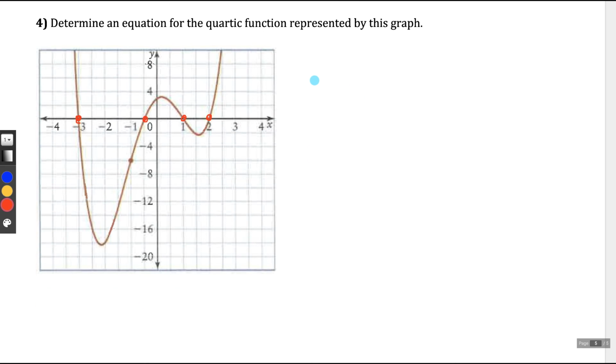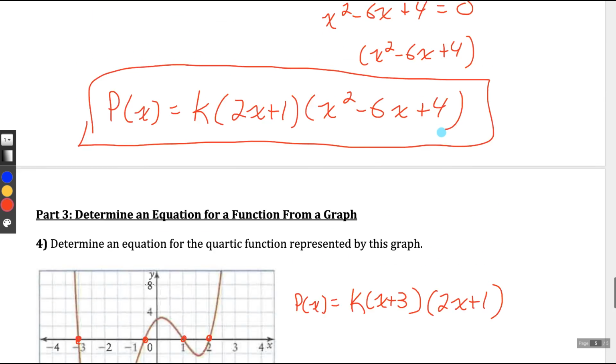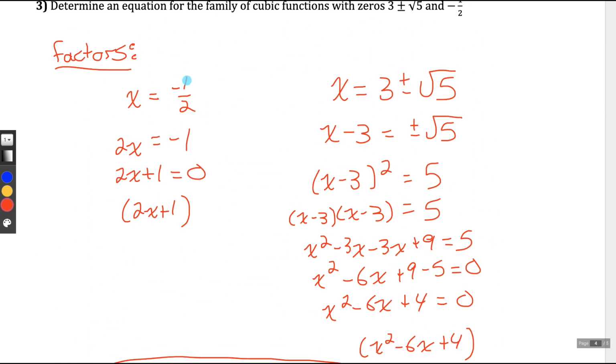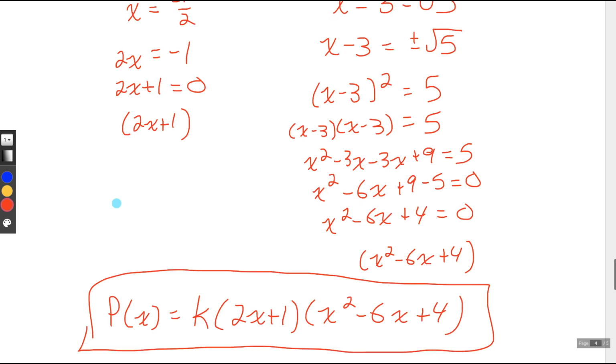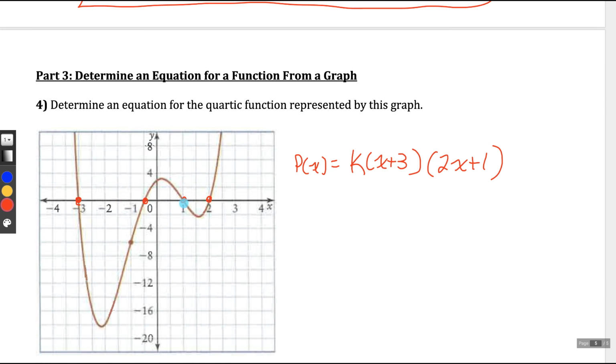So I could write the equation for the family of functions that has those x-intercepts. So it would be p of x equals k times x plus 3. That's the factor that would give me the x-intercept of negative 3. Which factor would give me an x-intercept of negative a half? It's actually 2x plus 1. And we talked about that right up here, right? We explained that in the previous question. And then we have a factor of x minus 1 and x minus 2. Those would create those two x-intercepts.